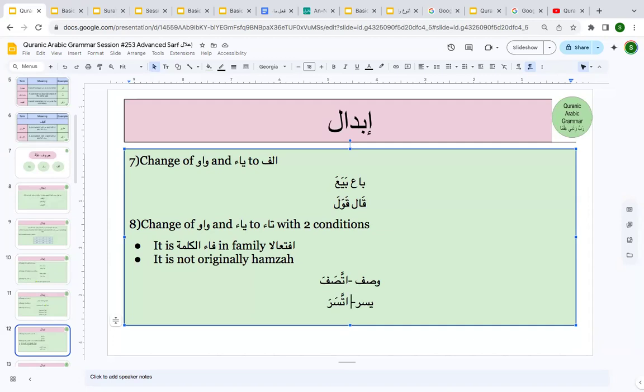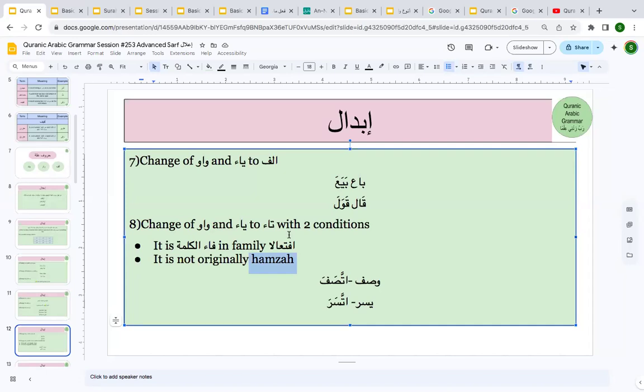Very commonly used in family 8. Very many times it comes. Ittakhadha, but that will not come here, because ittakhadha is originally coming from hamza, and that is I think only one word from mahmuz that had undergone that change, right? If it is not originally hamza, we have the change of ya and waw to ta.